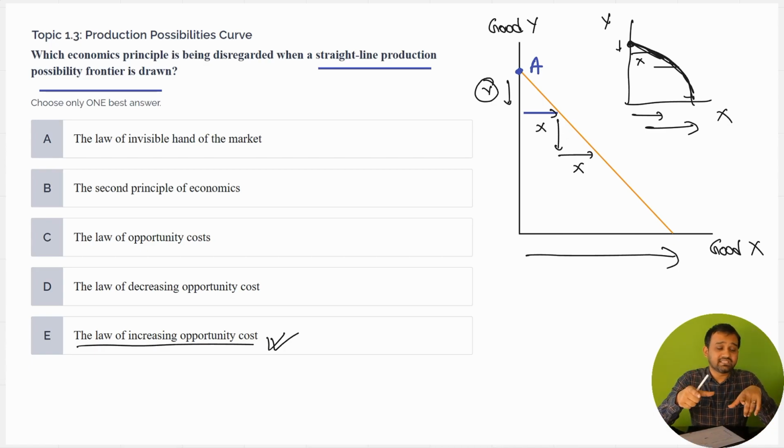Let's look at the other options, because I think, as I said before, you learn a lot from the wrong answers as well. So the law of the invisible hand of the market. This is just about how price in a market that is visible to everyone helps coordinate all production and consumption in an economy. So that is not about PPC. The second principle of economics, there's nothing like that. The law of opportunity cost. This is something they're trying to trick you with. If you forgot which way the opportunity cost should be going, you may be tempted to pick that. But there's no law of opportunity cost. There's only the law of increasing opportunity cost. And that explains why D is also incorrect.